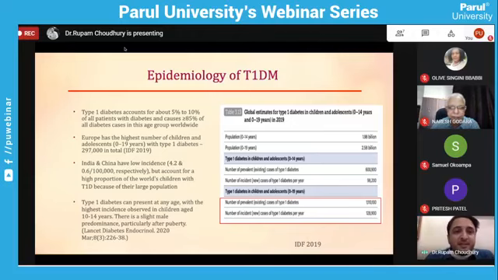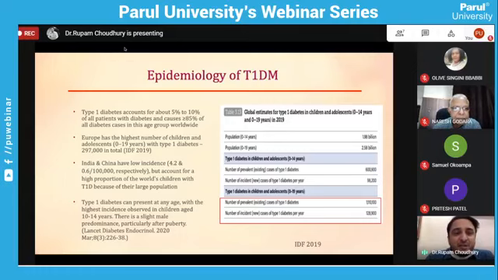Today we'll be learning about the epidemiology and pathophysiology of type 1 and type 2 diabetes mellitus. Type 1 diabetes accounts for about 5 to 10% of all patients with diabetes and causes more than 85% of all diabetes cases in the age group worldwide. However, Europe has the highest number of children and adolescents from age group of 0 to 19 years with type 1 diabetes mellitus, amounting to 297,000 type 1 diabetic patients.